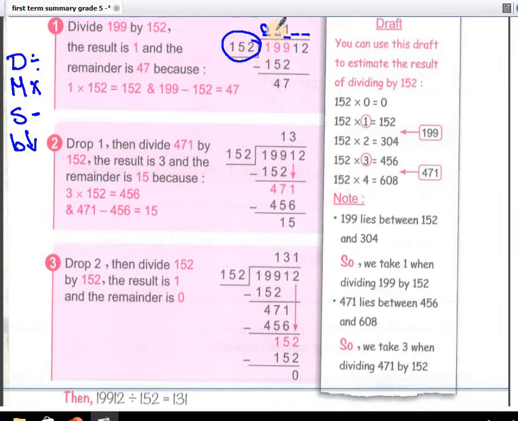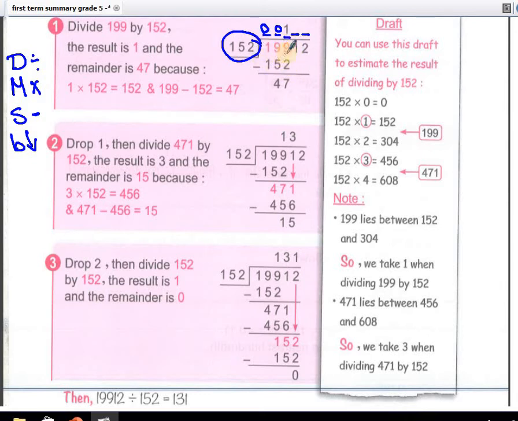19 divided by this number, there will also be another 0 here. 199. Think about it, you can hear 199. How many 152s does it have? It has only one. So when I look here, I have 304 and here 152. So I'm going to choose one. I'm going to write 1 up and 152 down, and then I will make the other step.